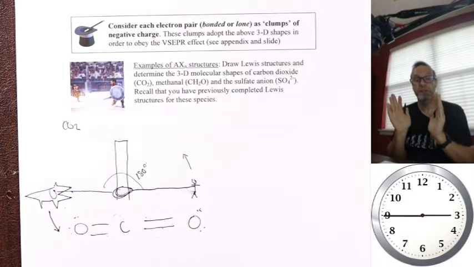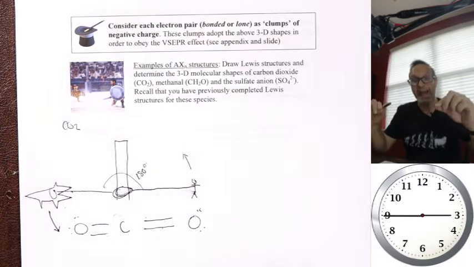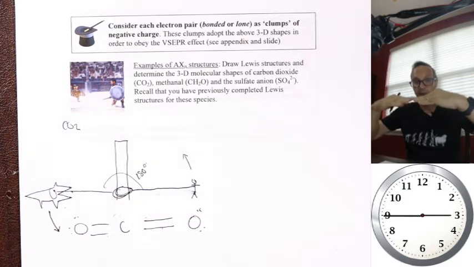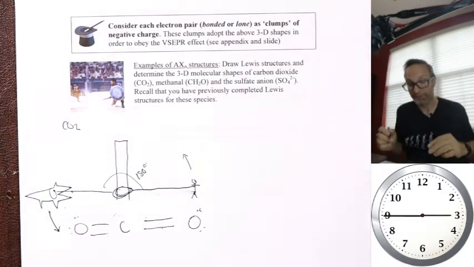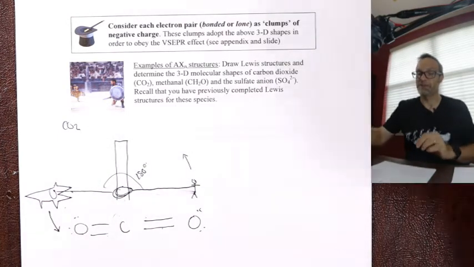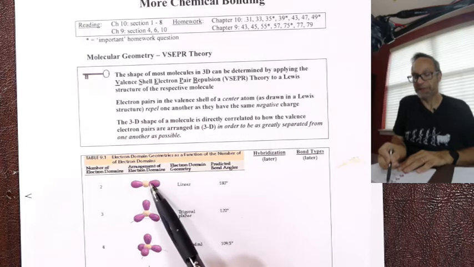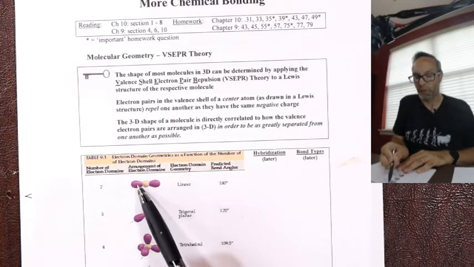If I have two clumps sitting around the center atom, think of them as the hands on a watch. What's as far apart as they can be? 180, quarter to three. So if I have two clumps, let's go back to the picture. Those are electron domains, they call them. Those are clumps, so one, two clumps.